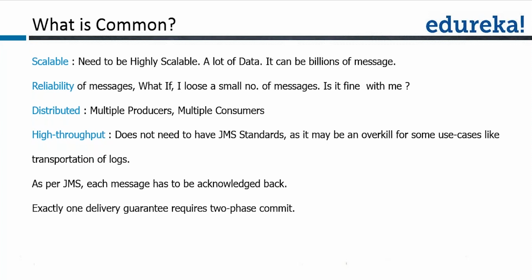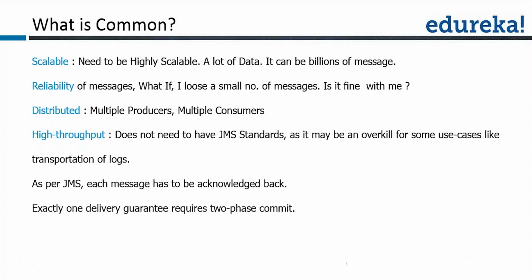This is something which I was talking about to a few guys. Yes, even RabbitMQ is very good. It is distributed, but the in-memory part is a problem. We may lose some data. Kafka is broker distributed, and you can add brokers or nodes to the Kafka cluster on the fly. Multiple producers can write to your Kafka broker. At the same time, multiple consumers can consume the data from your Kafka. High throughput doesn't need to have the JMS standard, as that may be overkill for some use cases like transportation of logs.